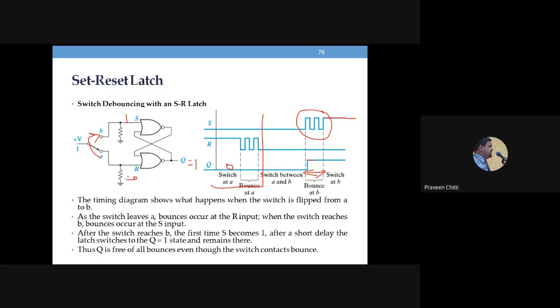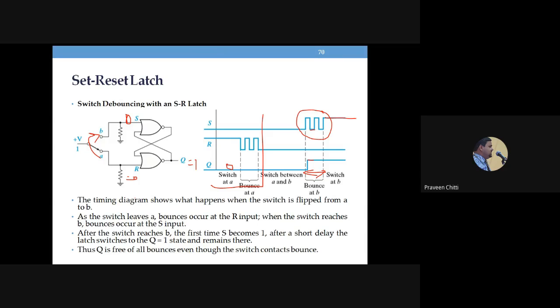But now, momentarily, this S will go to 0 because of the key debounce. If it goes to 0, what happens? What are the inputs applied to the latch for this interval? Because momentarily S has become 0, and R is already 0, now both the inputs are 0, 0. And when both the inputs of the latch are 0, 0, what will be the output of the latch?